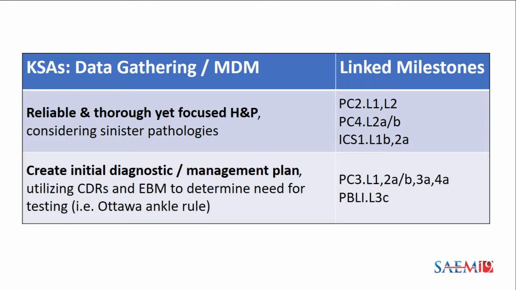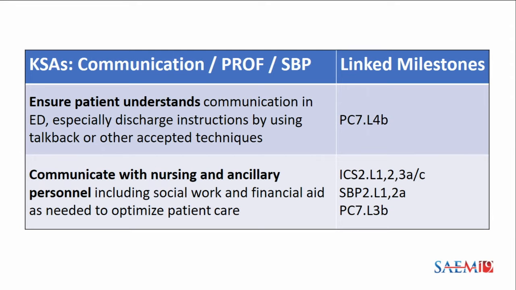And notice a lot of the KSAs are linked to multiple milestones, right? So for the first one, reliable and thorough H&P, you need to be able to do PC2, which is the H&P one. You need to be able to do PC4, which is diagnosis, right? You need a differential diagnosis to ask all the right questions in the first place to get all the information that you might need to decide what to do with that patient. And then ICS is the patient communication one. So does it make sense how a bunch of milestones are linked to any one KSA within any one EPA? Awesome. Same thing with the communication and professionalism ones. Once in a while, they're just linked to one milestone. Most of the time, they're linked to a handful of milestones.